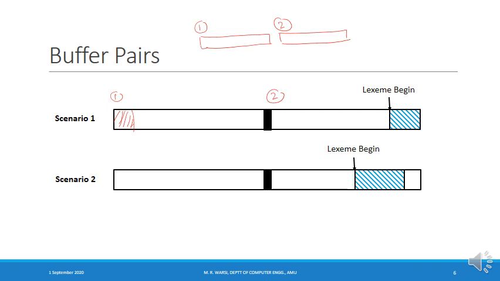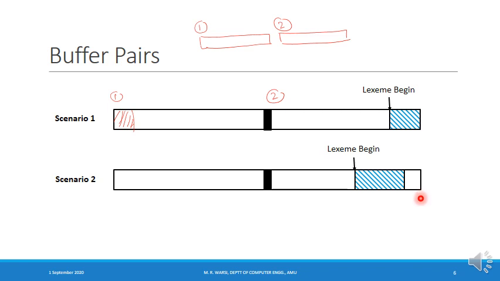Let's consider the second scenario. In the second scenario, the lexeme was completely inside the buffer, but the lookahead that is required in order to recognize the token, a portion of that is there in one segment and the remaining portion is there in another segment. So when I'm scanning the lookahead and I reach the end of buffer number 2, the lookahead is not yet over.